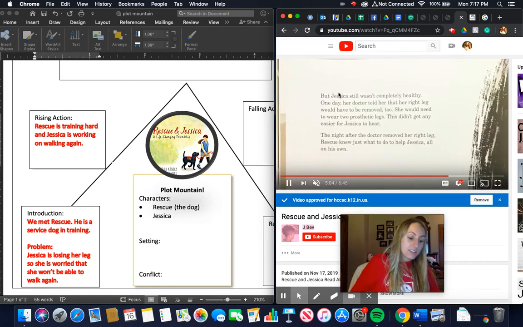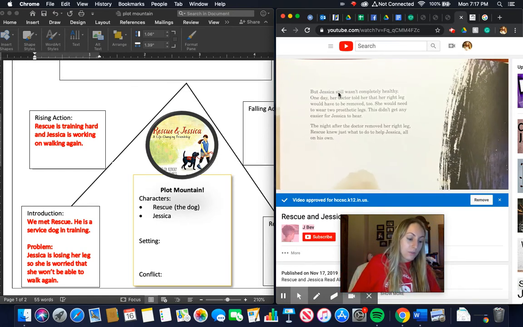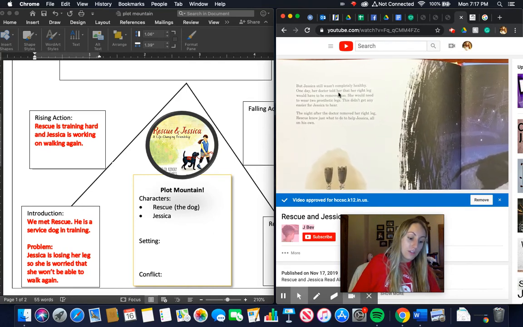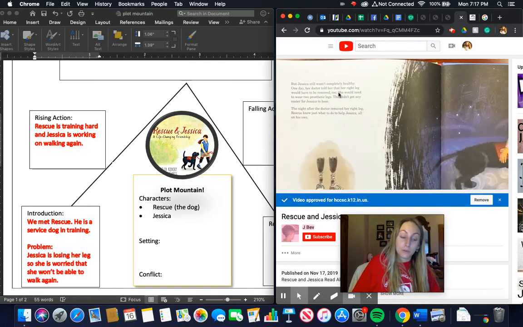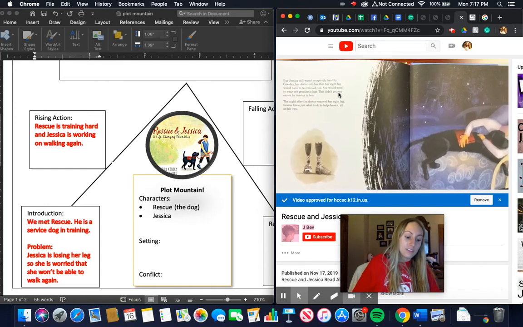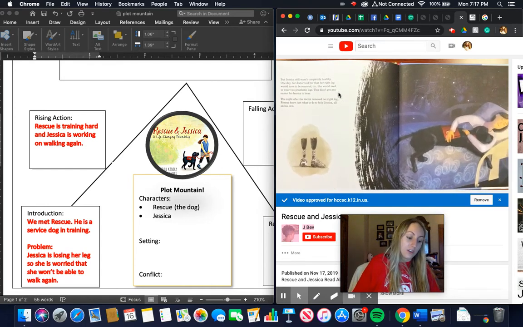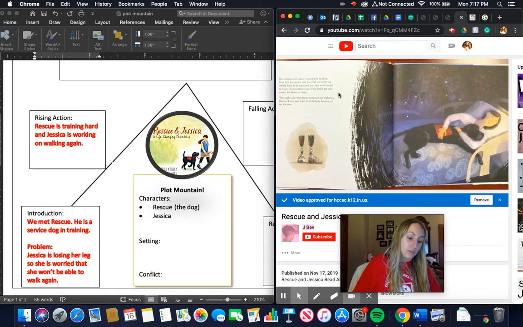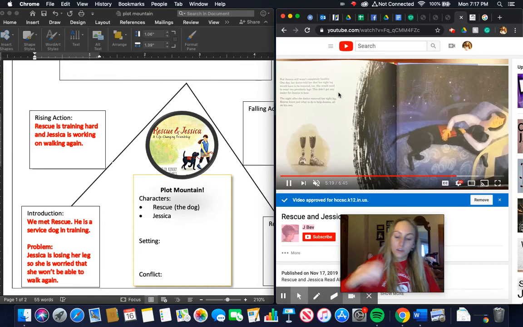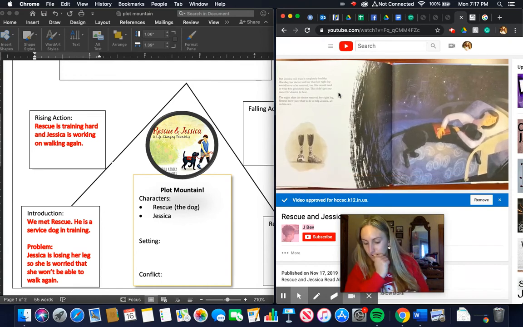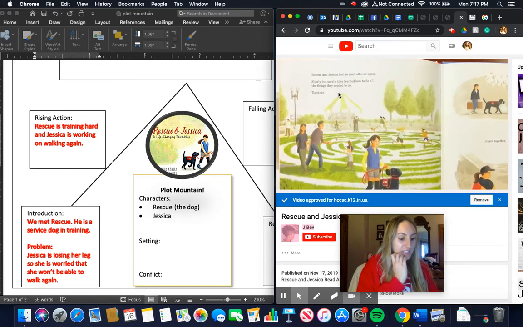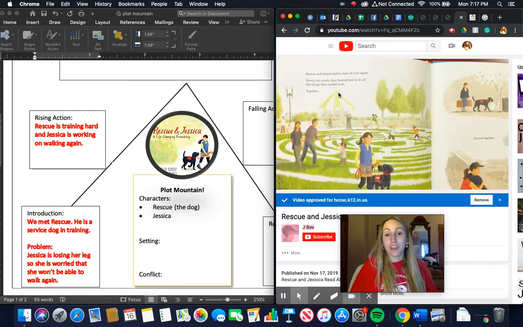But Jessica still wasn't completely healthy. One day, her doctor told her that her right leg would have to be removed. So she already had her left leg removed, now she has to get her right leg removed. She would need to wear 2 prosthetic legs. This didn't get any easier for Jessica to hear. The night after the doctor removed her right leg, Rescue knew just what to do to help Jessica all on his own. Rescue and Jessica had to start all over again.